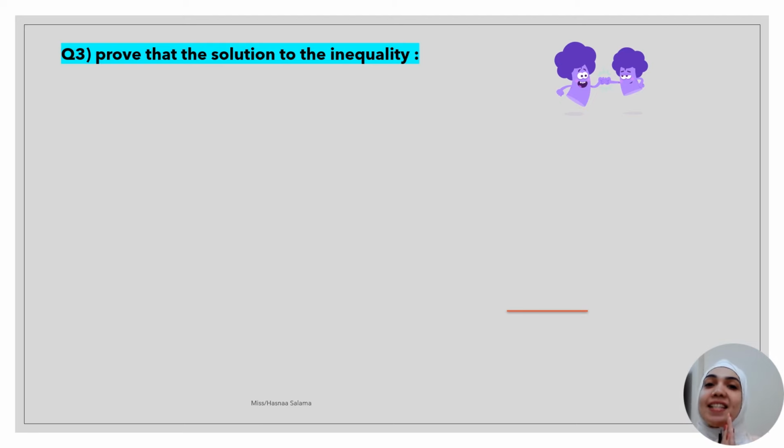Okay. It's the last question for this topic. Prove that the solution to the inequality... Okay, are you ready? Yes. Let me begin. We will take this one, and we need to write it in its simplest form and use all the laws we know. That's it.